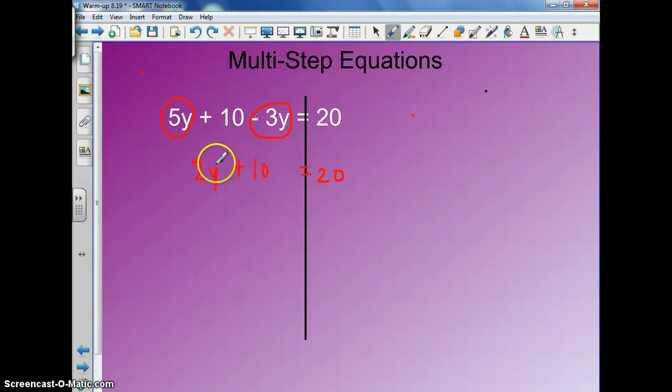Now, what kind of equation do we have left? Two-step. Yeah, we have a two-step. 2y plus 10 equals 20. So we made our multi-step, our three-step, into a two-step. So now we'll do just like we normally do two steps.